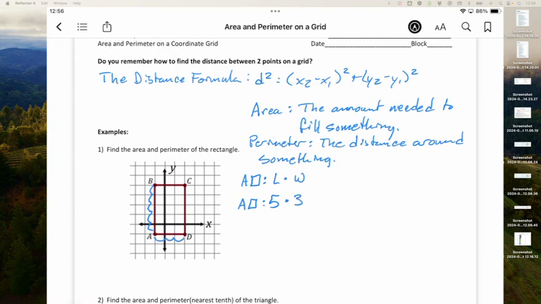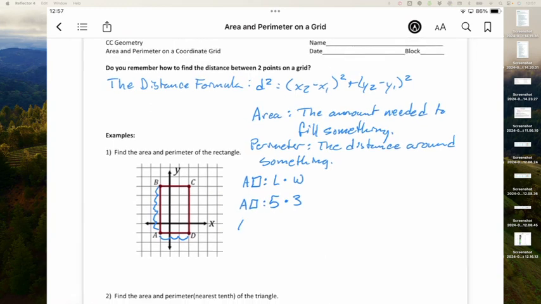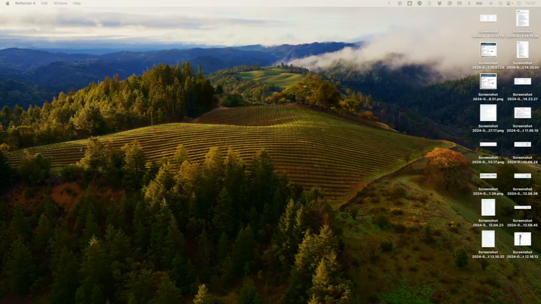Now the reason we can count that length and that width is because those are vertical or horizontal lines on the grid, and so they do not need the distance formula to find them because they're not slanted. And so the area is simply going to be 5 times 3, and when we do area we should label it in square units.